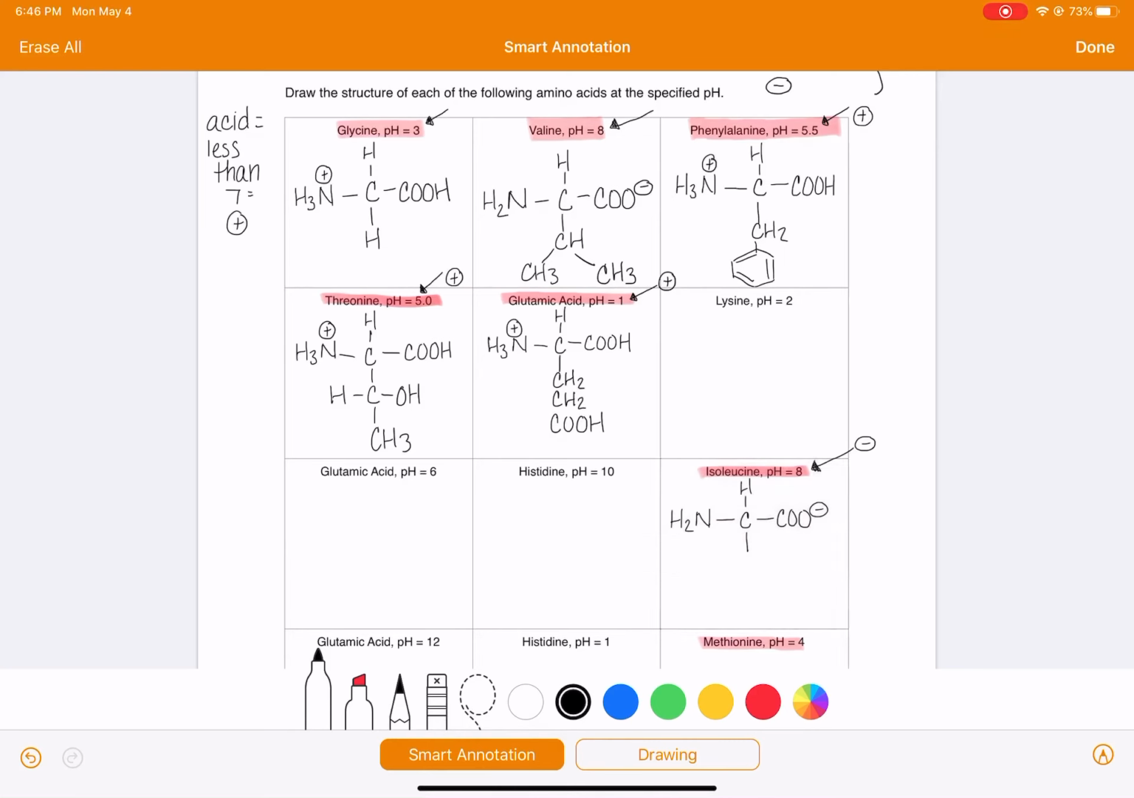What about the R group? Find isoleucine on your table, look for it. And when I look at the R group for isoleucine, I see carbons, I see hydrogens, that's all I see. So that is a nonpolar R group, and nonpolar R groups are not affected at all by pH. So we just copy this one down exactly the way that it is.